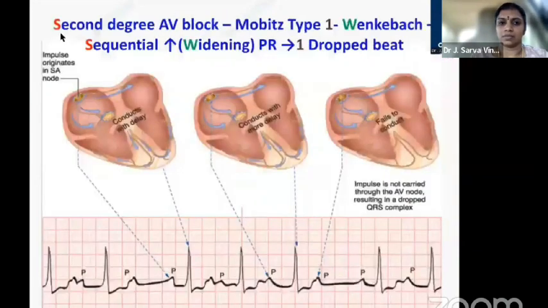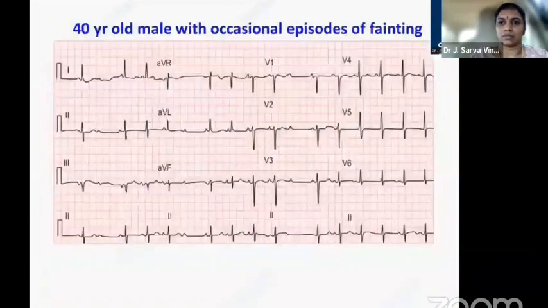How do we remember this? We can remember this as sequential widening of the PR leading on to one dropped beat. So second degree AV block, Wenckebach phenomenon, Mobitz type 1: sequential widening of the PR eventually leading on to one dropped beat. So it conducts with delay, it conducts with even more delay, and eventually fails to conduct and leads to a dropped beat.